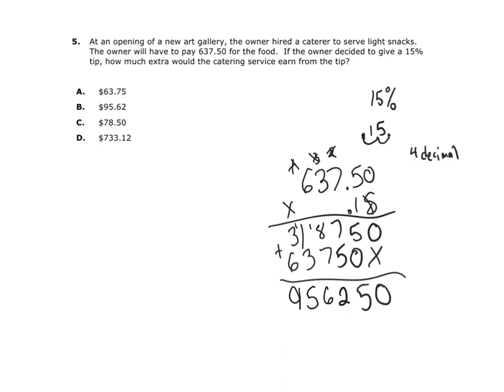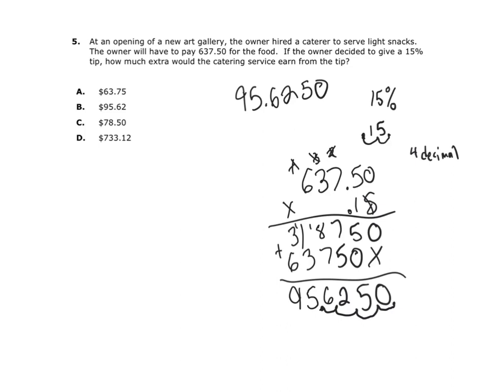Now, again at the top, we said there's 4 decimal places. So we have to move the decimal 4 spots. So that's 1, 2, 3, 4. So we end up getting 95.6250.